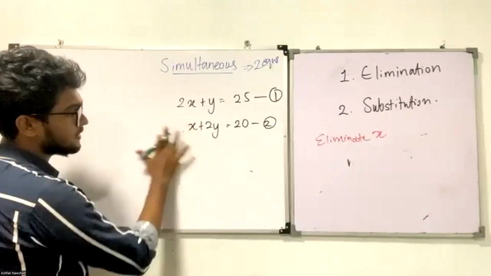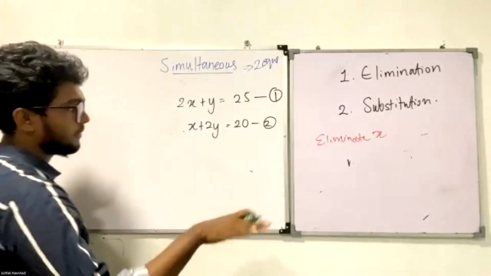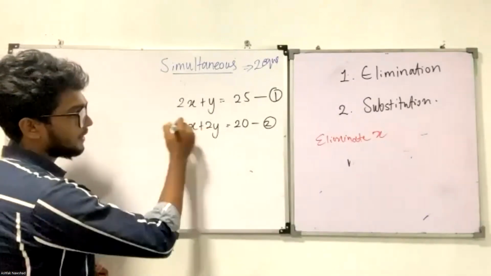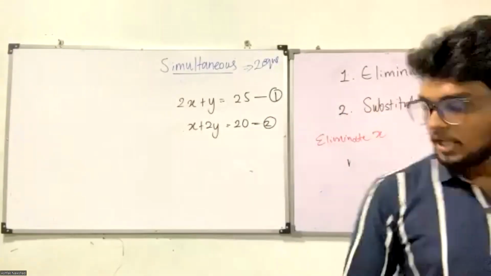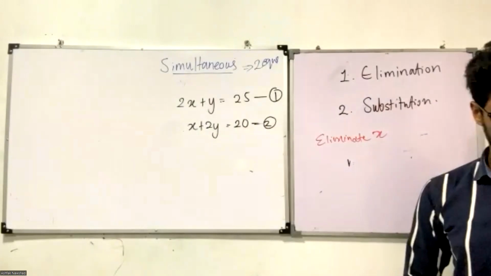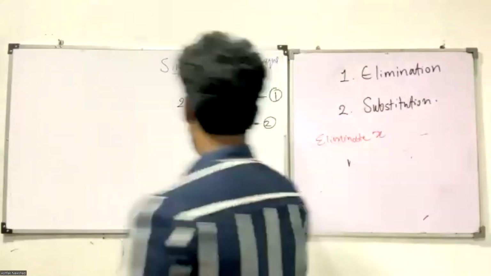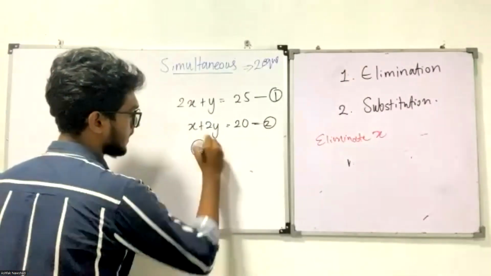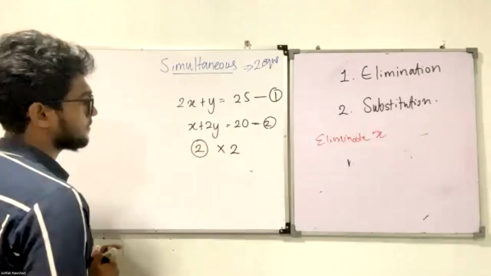No. In an equation, I have to do something for all the terms to maintain the balance. So I'm going to multiply the whole equation by 2. Is that understood? I can't just multiply this one by 2. I'm going to multiply the second equation by the number 2. So let's multiply.